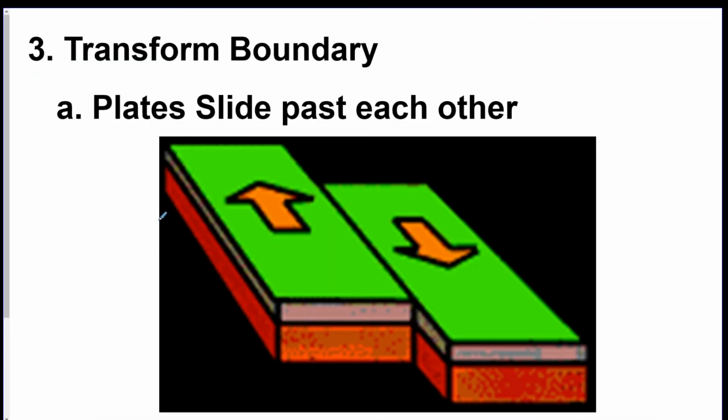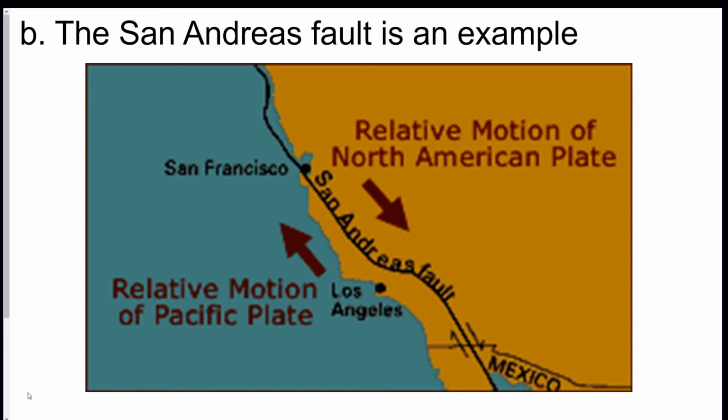And transform boundary is the last one. This is where one plate is moving past the other one. They sort of scrape into each other when they move past each other. And this is going to be your most common place to get major earthquakes. So coincidentally, there is a fault, which is what they call this spot between the two plates. There's a fault through California. That's why California gets so many earthquakes. It's called the San Andreas Fault.